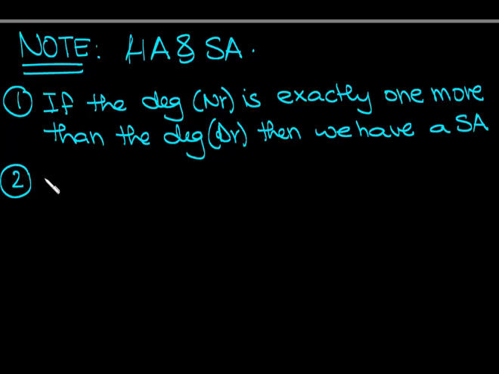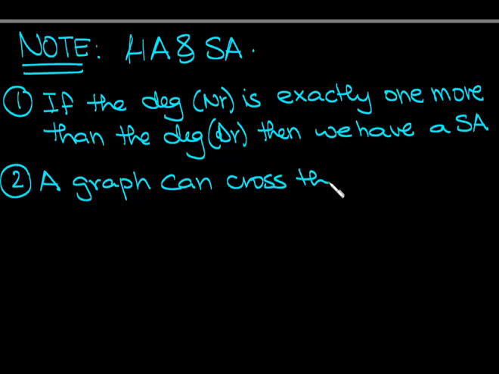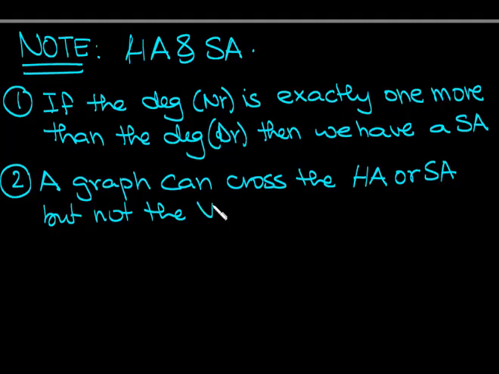The other thing to note is a graph can cross the horizontal asymptote or the slant asymptote, but not the vertical asymptote. The graph can never cross the vertical asymptote, because to cross the vertical asymptote you'd have to plug in a number for x for which you'll end up with division by 0, and that's not possible. You cannot divide by 0. Okay, so just keep that in mind.